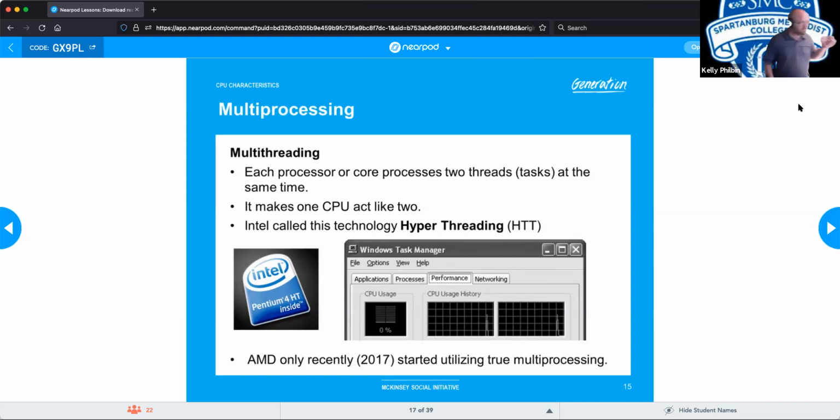Intel calls their version of multi-threading hyper-threading. They were the first of the big two to come up with this and implement it in their normal technologies. AMD, apparently it was 2017. I was wrong. It was not 2009. 2017 is when they started to utilize actual true multiprocessing.